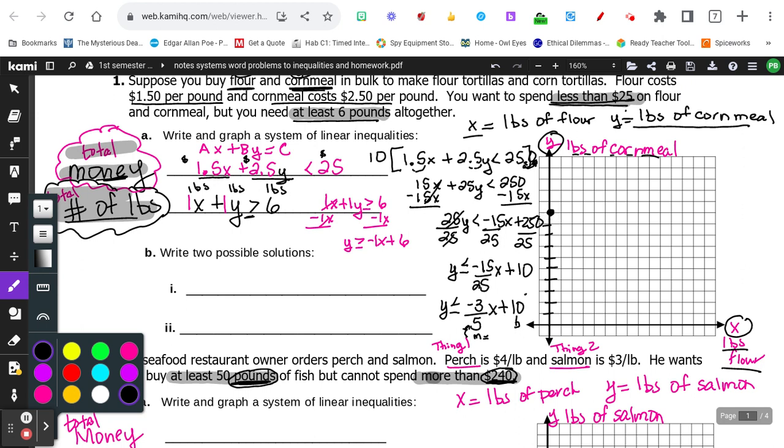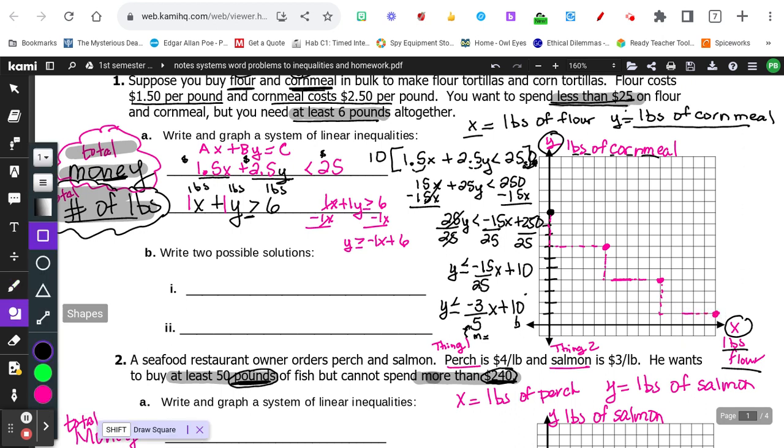And because my slope is negative 3 over 5, I'm going to go down 3, down 1, 2, and 3, and to the right 1, 2, 3, 4, and 5. And I'll do it again, down 3, right 1, 2, 3, 4, and 5. I can do it again, down 3 and right 1, 2, 3, 4, and 5. And what I do is make a line. And it's solid.